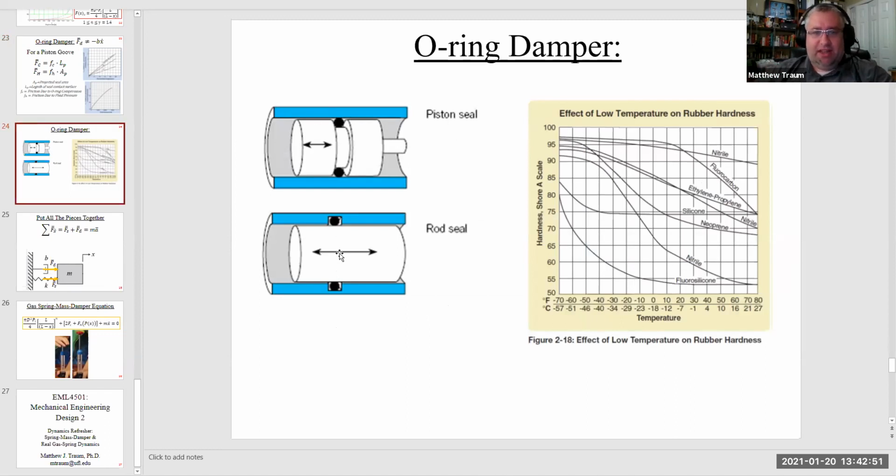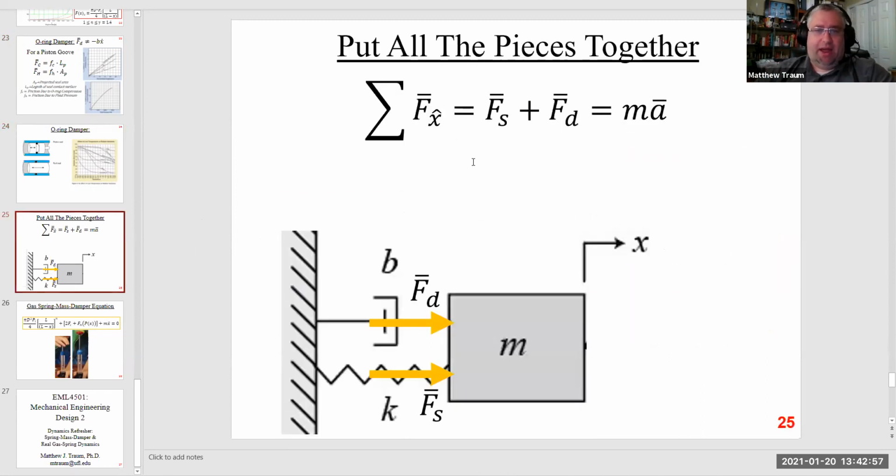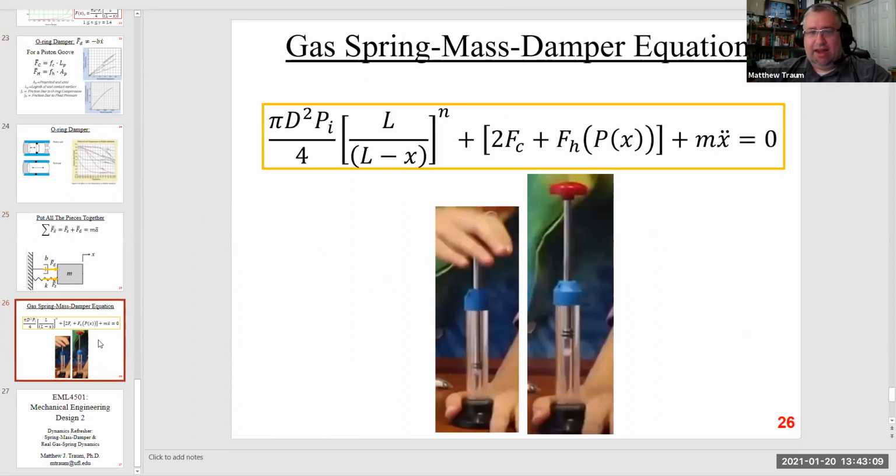We do have a piston seal as opposed to a rod seal, so I just wanted to mention that. And now we're at the final step, right? I've got my original spring equation here, and all I have to do now is plug in my expression for Fs and my expression for Fd into that equation, and I get my new dynamic equation. So here's the gas spring part, and here is the dissipative part associated with the O-rings. All of these terms come from values that I look up. And this is just still the mass times acceleration. So once I've got this thing compressed and I let it go, this equation governs what the piston will do.